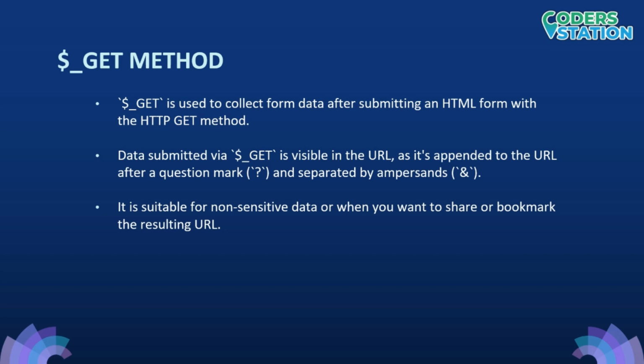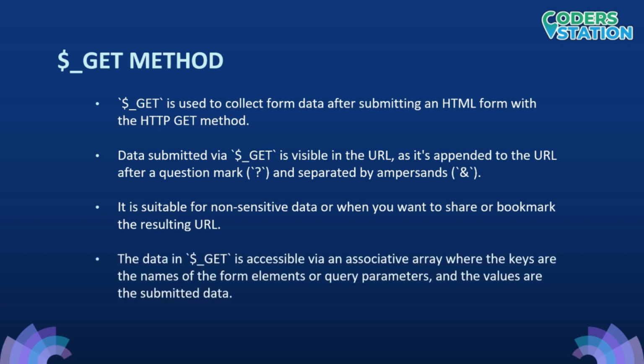The data in the GET method is accessible via an associative array where the keys are the names of the form elements and the values are the submitted data. For the $_GET variable, you simply reference it by the name in your PHP code. For example, if you wanted to retrieve the value of a parameter named id in your form, then you use $id, or any variable to store that value, equal to $_GET, and in the square brackets you write id, because it's an associative array. You use id, which is the key, for accessing the value. This would store the value of the id parameter in the variable for further use.